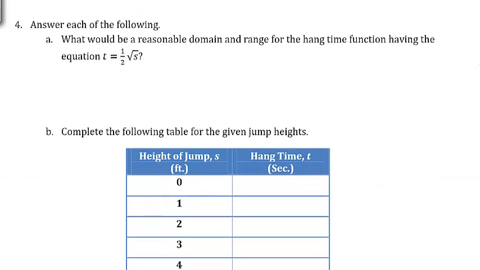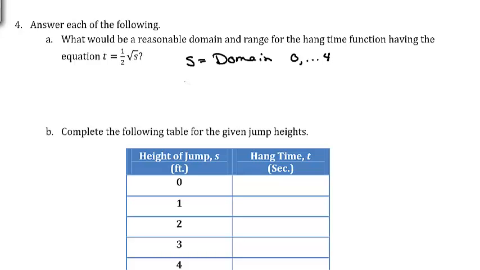Now we want to answer each of the following questions. What would be a reasonable domain and range for the hang time function having the equation t equals 1/2 square root of s? So what numbers would be reasonable for us to plug in for s? This would be our domain. What's a reasonable distance for somebody to jump? Michael Jordan could jump 3 1/4, so let's say that the highest anybody could possibly jump would be 4 feet. So I would say from 0 on up to 4 would be a reasonable domain.